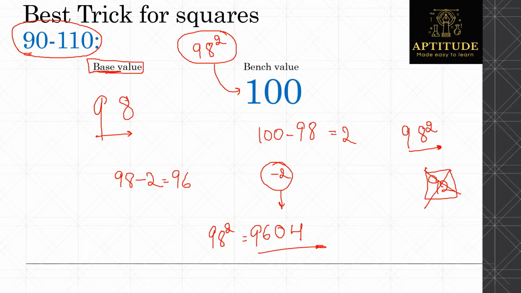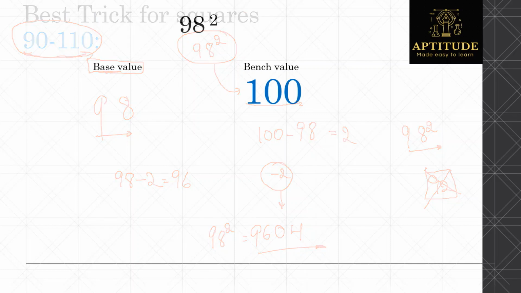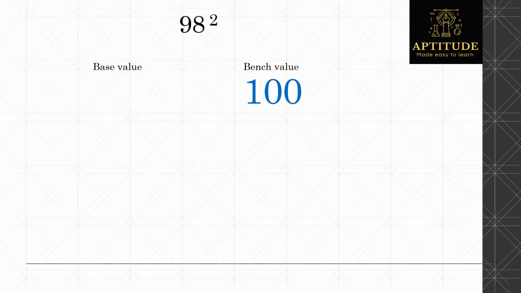So the same method which we were using in the previous case will be used here also, but the only thing changing here is the bench value and our base value. Let's solve some more examples in the numbers ranging from 90 to 110. 98 square we already did. So let's consider another number, let's say 93 square. For this, what is the difference now?